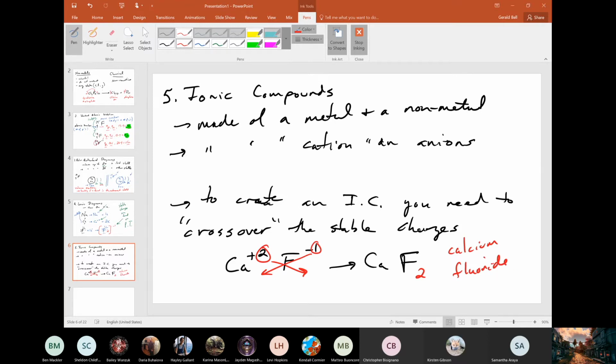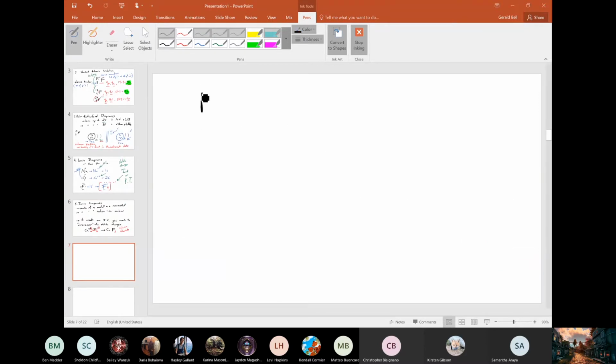We can tackle a few harder ones here. What if I gave you this one? Easy enough, I hope. So how many irons are you going to get? Well, we should get 2. And how many sulfurs are we going to get? Well, we should get 3.